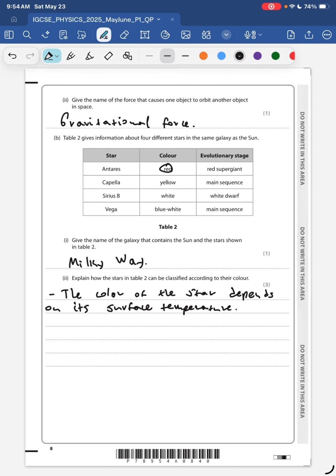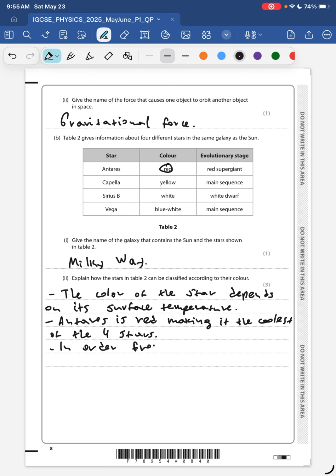Okay, Antares is red, making it the coolest of the 4 stars. Okay, in order from coolest to hottest, we have, and let's do Antares first, is the coolest because it's red.